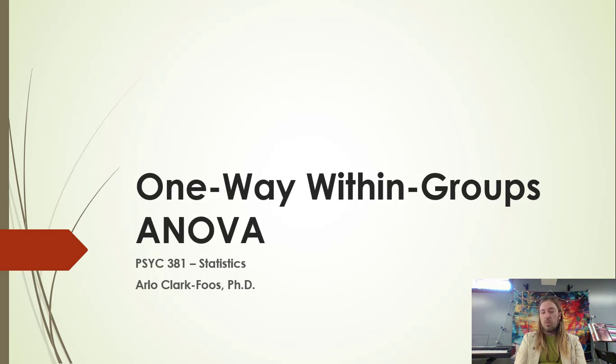Let's talk about the one way within groups ANOVA. The first video here, I'm really only going to mention to you basically how the within groups ANOVA differs from the between groups ANOVA, both in benefits as well as consequences, sort of drawbacks. And then in the next video, I'll show you an example of how to calculate it. And then at the very end of that video, we'll talk briefly about effect sizes, or a measure of how large an impact your independent variable had on your dependent variable.